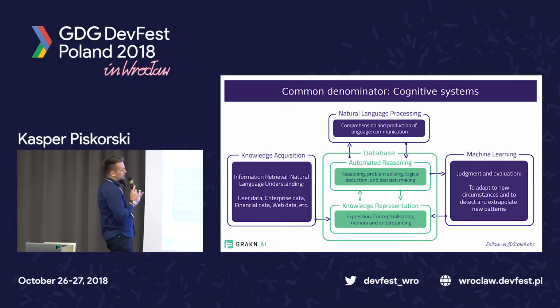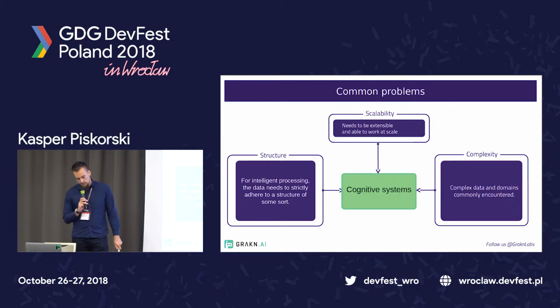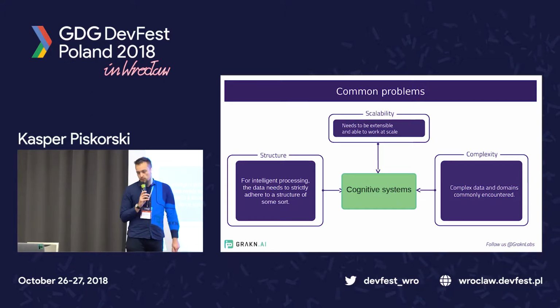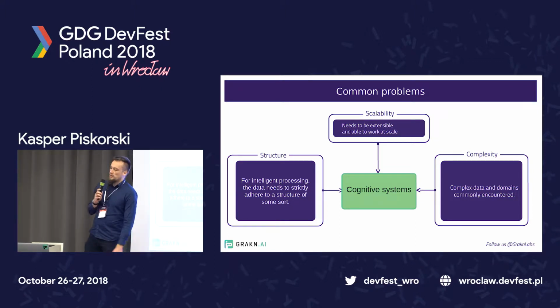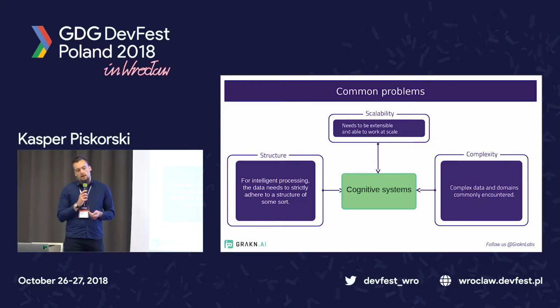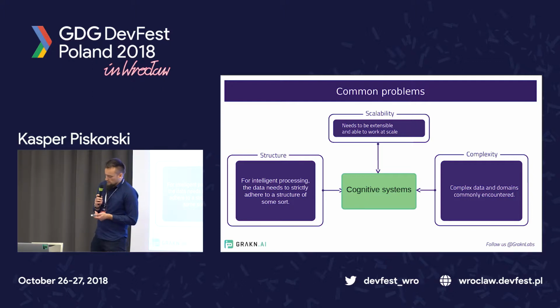So this is the common denominator of all the systems I actually mentioned a while ago. And because there is a common denominator, there's also a list of problems that are shared among such systems. So there are three main problems that we need to address if we want to build systems that can mimic in some way the way human cognition works. The first problem is the problem of structure. In order to intelligently process our data, we need to give it some specific structure that would allow us to retrieve meaning out of the data we have. So that's the first problem.